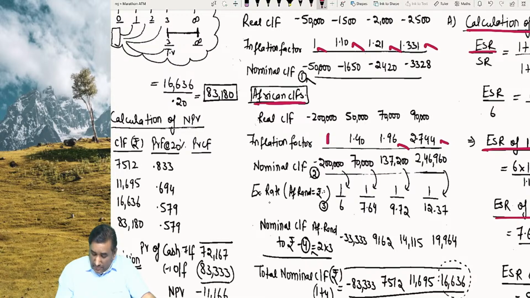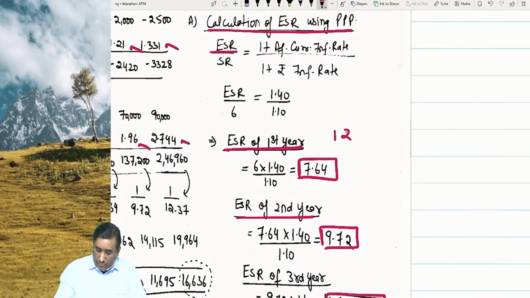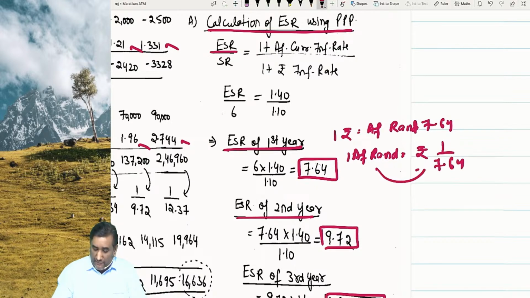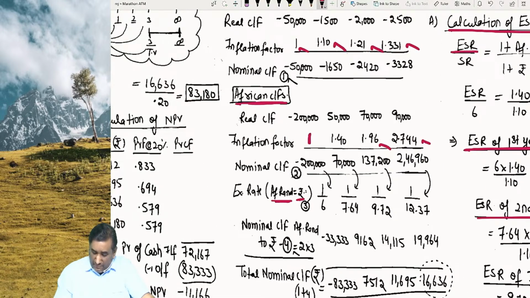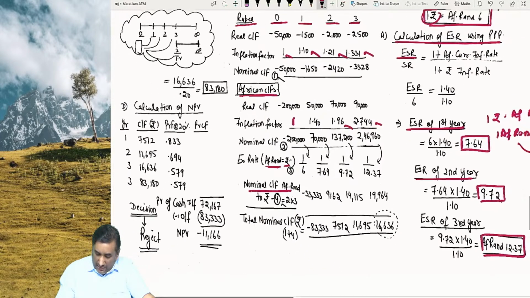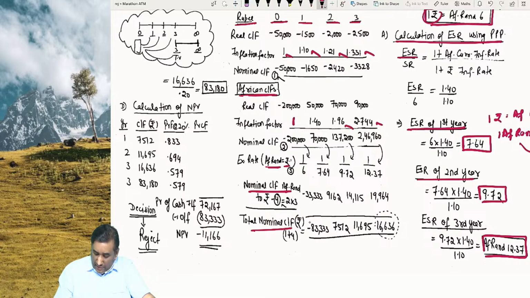Then these cash flows, be careful please, African into rupee. So I've converted back. This was 1 rupee is equal to African currency 7.64. 1 African currency would be equal to what? Rupee 1 divided by 7.64. So left to right, when you go, you'll do what? Multiply. That's basically divide, which is coming here. So I have 1 by 6, 1 by 7.64, 1 by 9.72, and I'll get nominal cash flow in the African currency, and total nominal cash flow we'll get as these rates. Is fine. So we'll get this.